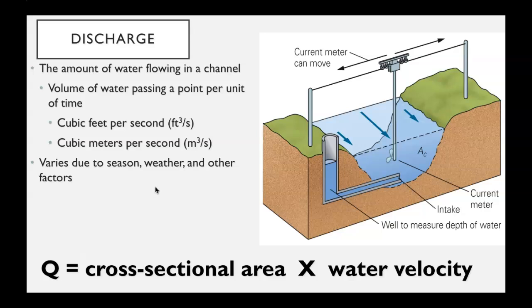USGS, the U.S. Geological Survey, measures the discharge of most of our big streams. The setup here in this image is showing you how that's done. This propeller is measuring the velocity of the water. This intake valve is measuring the depth of the water. And through those various measurements, they can get real-time data for how much water is in the stream over time.